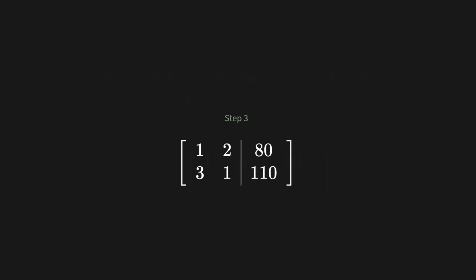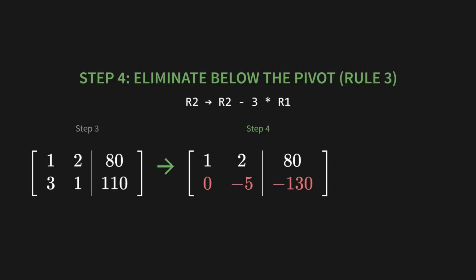Step 4. Eliminate below the pivot. This is the key move using rule 3. We want to turn that 3 in the bottom left into a 0. So we'll make a new row 2 by taking the old row 2 and subtracting 3 times row 1 from it. Let's do the math. For the first element, 3 minus 3 times 1 is 0. For the second, 1 minus 3 times 1 is negative 2. And for the last one, 110 minus 3 times 80, which is negative 130.